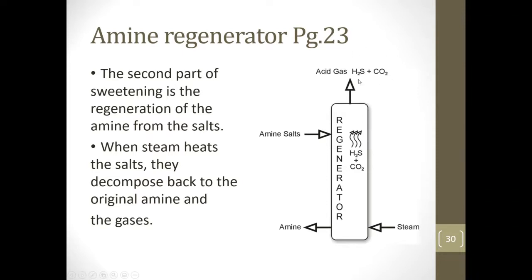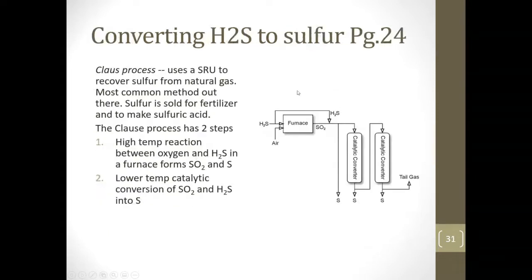In this case, we'll look at how we get the H2S or the sulfur out of this in the next process. So the next process in gas here is converting the H2S that we've stripped out of the natural gas into sulfur. This is done through a process called the Claus process. And the Claus process uses a sulfur recovery unit to recover the sulfur from the natural gas. It's the most common way to do it out there. The resulting product is sulfur, which can be sold for fertilizer or to make sulfuric acid.